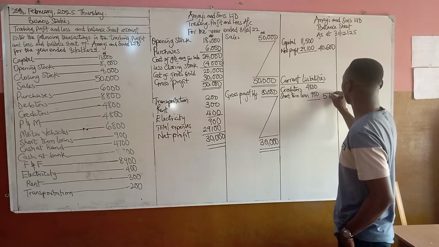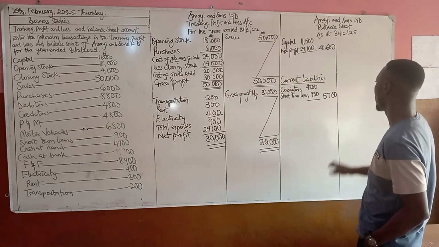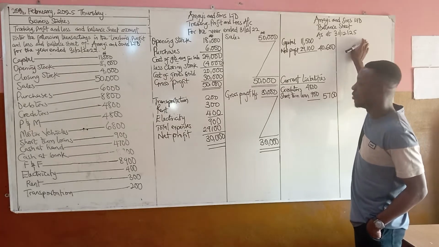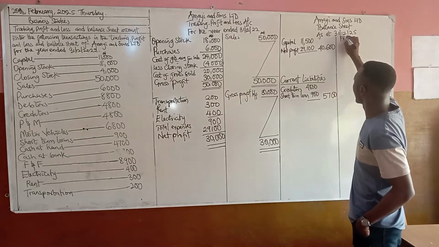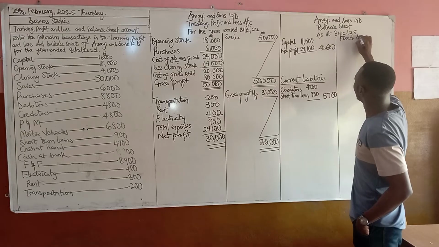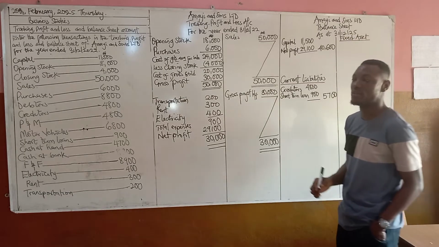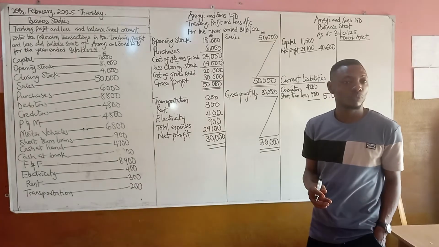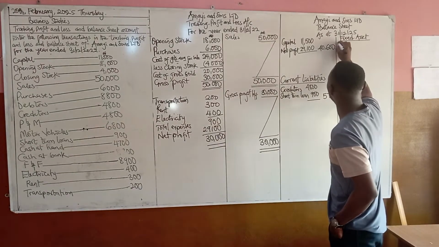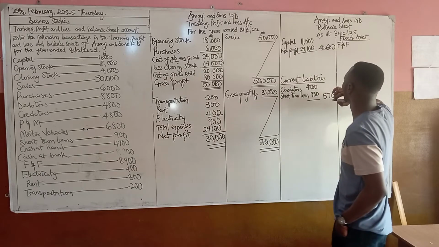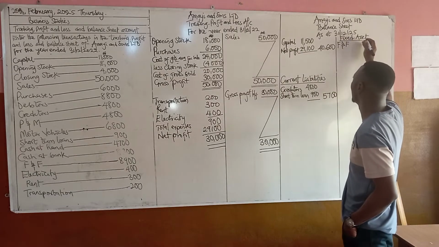5,700. Now let's come here and the first item we have here is what? Fixed asset. So under our fixed asset, what are those items under the fixed asset? Furniture and fittings. Let me use F and F for furniture and fittings. And the value of our furniture and fittings is what?